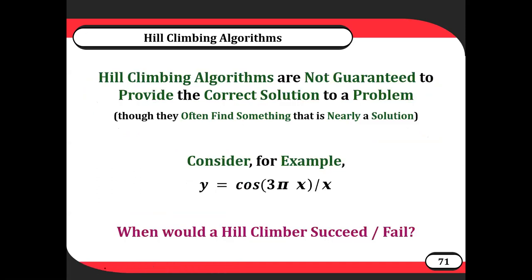But let's say we have this function here where this is a funny looking pi, but this should be pi. This is in radians, not degrees. So this is a cosine function. If I have y equals cos of 3 pi times x over x, then 3 pi is simply, in degrees, 3 times 180 degrees. But this is in radians. So would a hill climber succeed or fail?